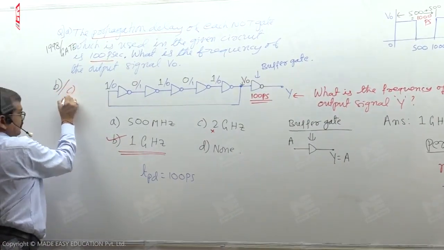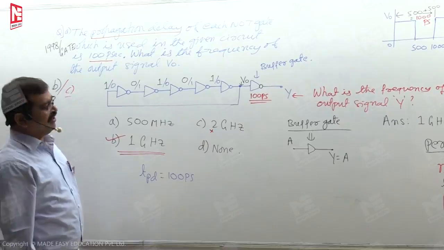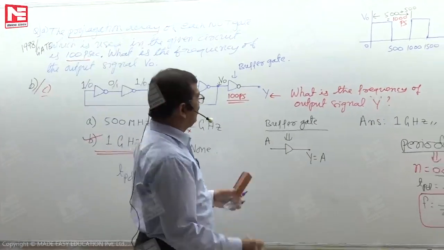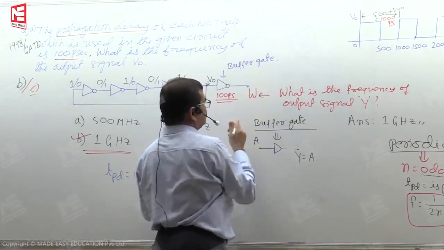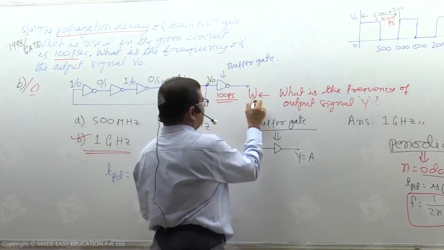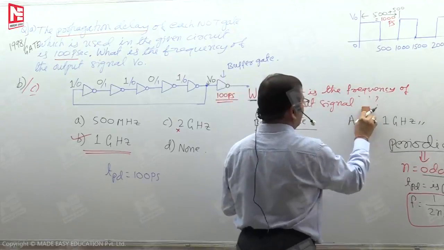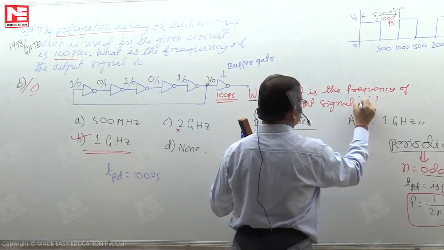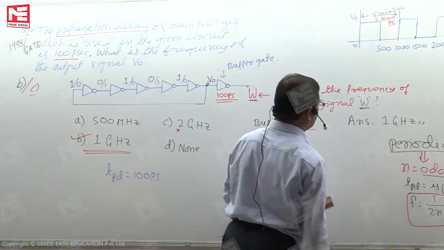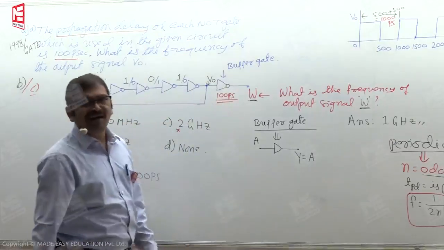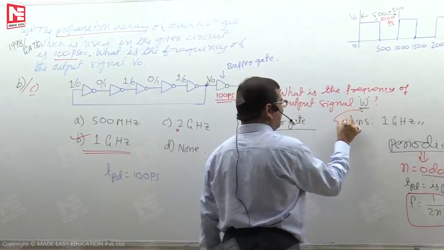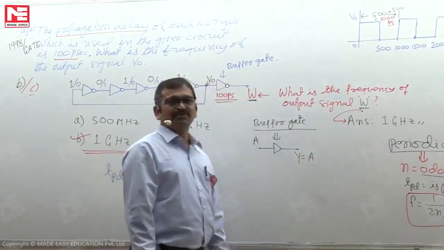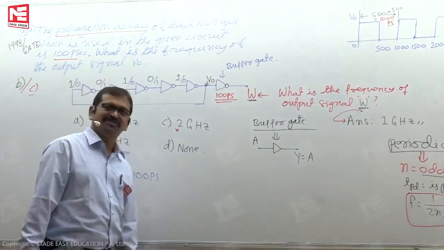So C, suppose this gate is also a NOT gate. If I am taking the question as, what is the frequency of the output signal Y? Sorry, not Y, W. Let me take that name. What is the frequency of the output signal W? Again, the answer to this question must be the same, 1 gigahertz.